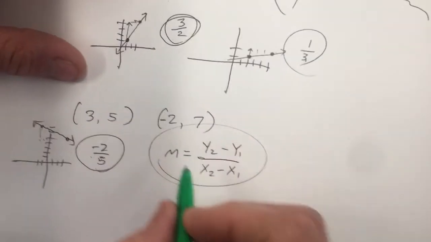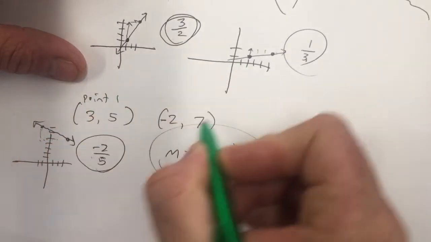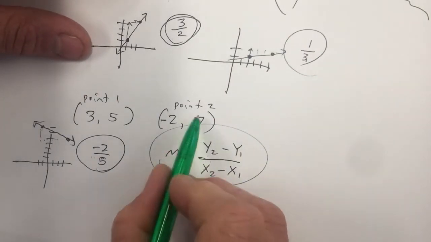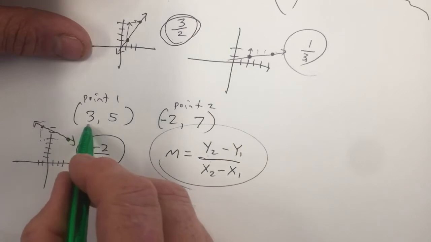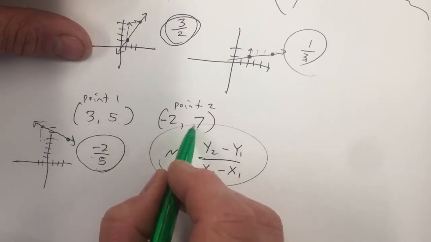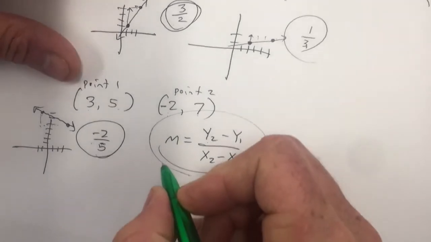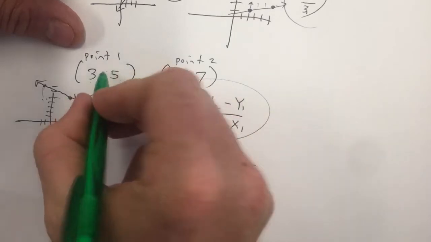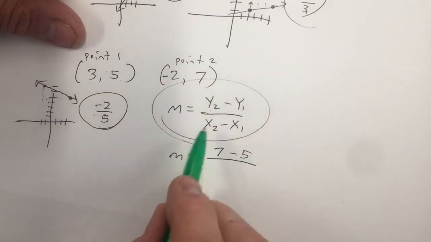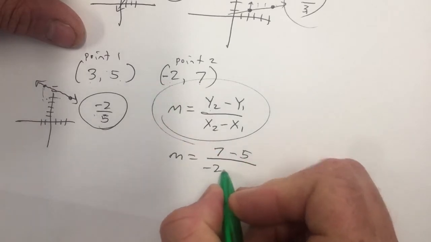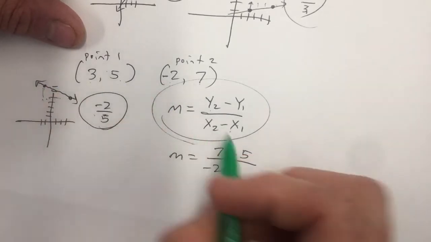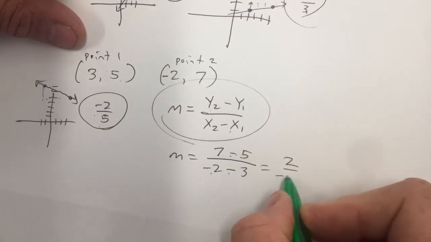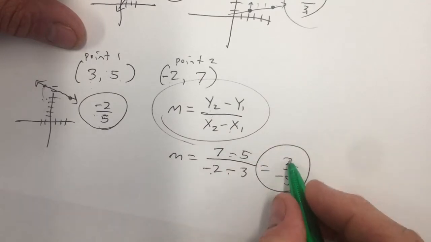So what I do is, there's 2 points here. This one here, we'll call point 1. This one here, we'll call point 2. So I take the y in point 2, which is this 7. See, it's x and then y, x and then y. So my y in point 2 is 7. So if I'm doing the slope formula for this, the y in point 2 is 7 minus the y over here in point 1, which is 5. On the bottom, the x in point 2 is -2 minus the x in point 1, which is 3. And so 7 minus 5 is 2. -2 minus 3 is -5. And there you go, it's -2 over 5.